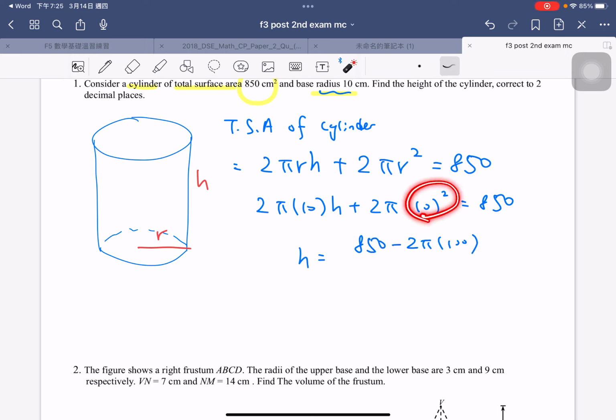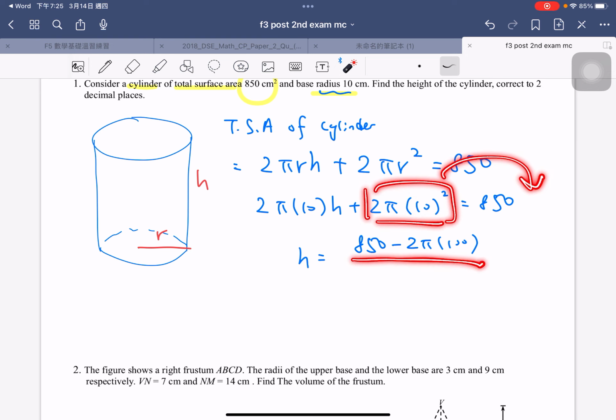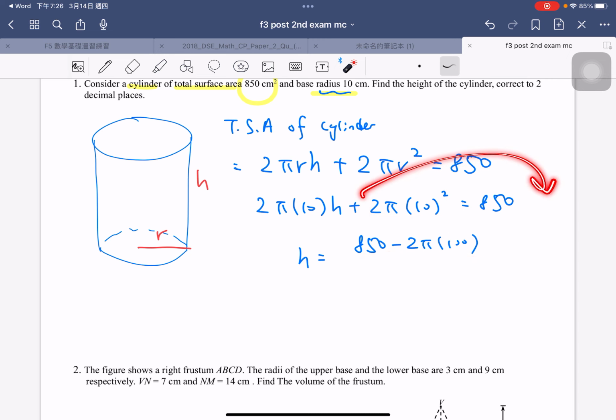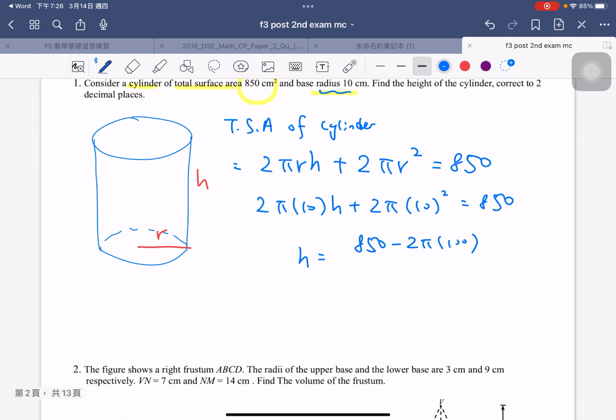Now we have h equal to 850 minus 2 pi times 100, all divided by 2 pi times 10. This is 100, and you don't want this 2 pi times 100, so you move it to the right. Before it's plus, so when I move it to the right it becomes minus. And I don't want this 2 pi times 10, so I divide the whole thing by 2 pi times 10. Now use your calculator, and you can get the answer, which is 3.53 cm. The question asks you to correct to 2 decimal places.